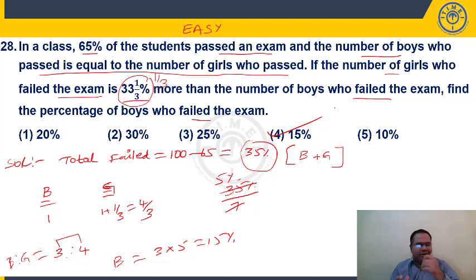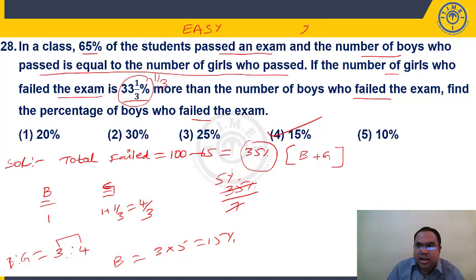65% passed means 35% failed. Now, boys is to girls, what ratio are they in? Those who failed, girls is 1/3 more than boys. If boy is 1, girl will be 1/3 more, like 1 plus 1/3 means 4/3. So boys and girls are in what ratio? 3:4. You can also take x.